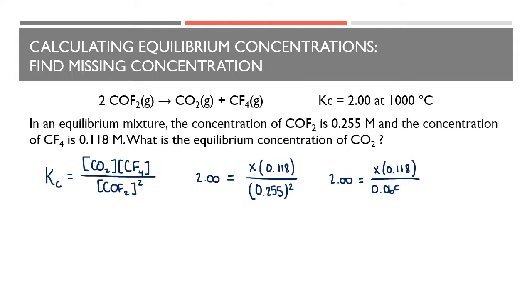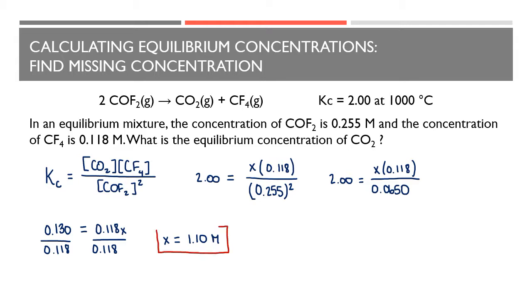The 0.255 squared is 0.0650. Now I'm going to take 0.0650, multiply that by 2, and set that equal to 0.118x. So 0.0650 times 2 is 0.130. That's equal to 0.118x. Now I'm going to divide both sides by 0.118. So then I get x by itself. So x is equal to 0.130 divided by 0.118, which is 1.10. And that is the concentration of my CO2, the equilibrium concentration of my CO2.